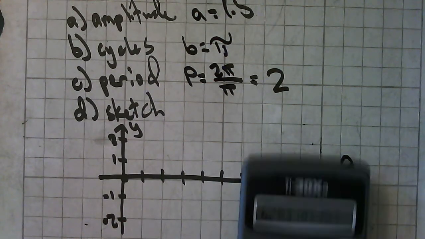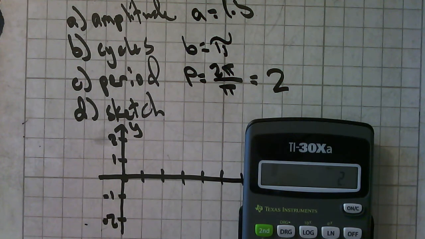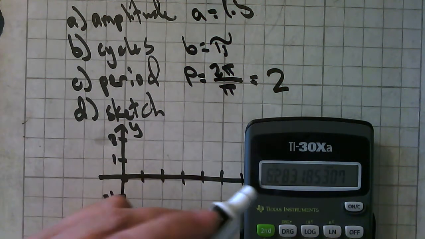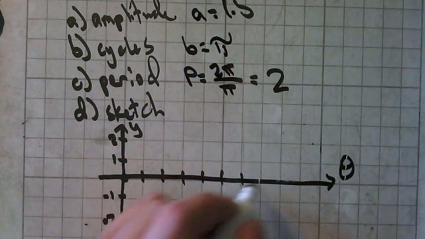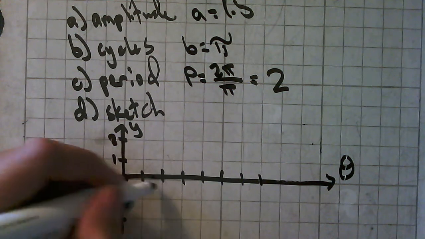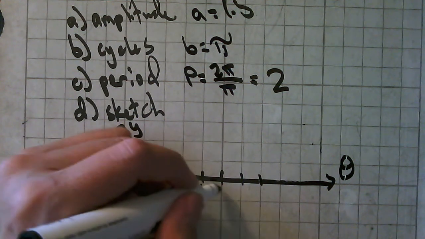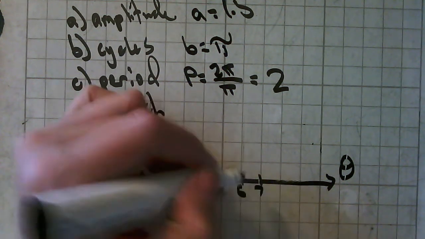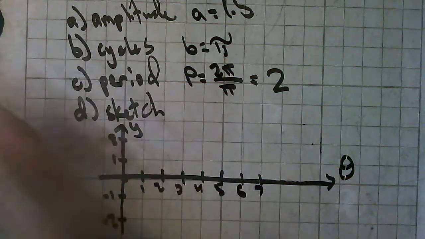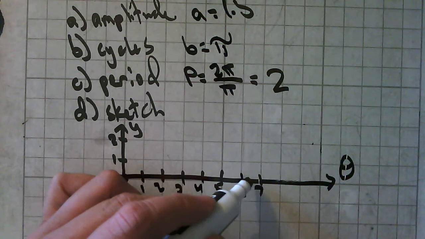So we're usually doing the 2 pi. So 2 pi is 6.3. So we'll just go past 6, right? So we go 1, 2, 3, 4, 5, 6. And we just need to go a little bit past 6 to do 2 pi. So 2 pi is going to be right around here, right?